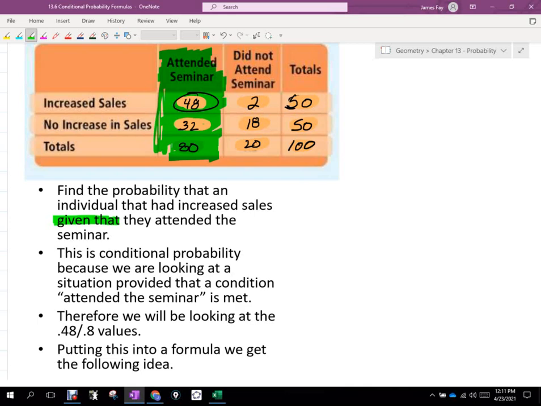So when I ask you, what is that probability? It's not 48 out of 100, and that's what a lot of people will say. It's 48 out of 100 because that's 48 in that cell, the total is 100, right? But because it says given that they attended the seminar, now it's only 48 out of the 80 people that attended the seminar. Does that make sense to everybody?